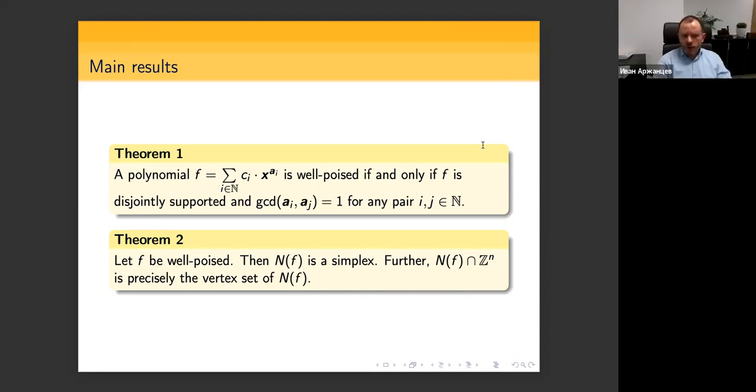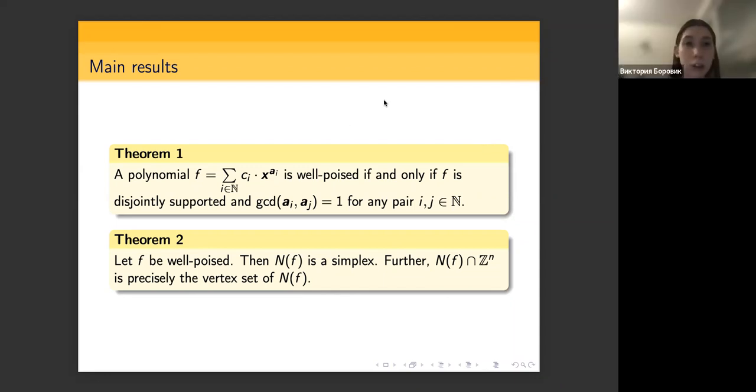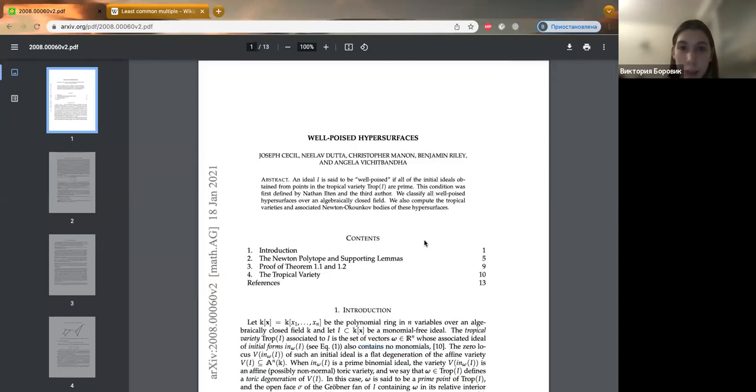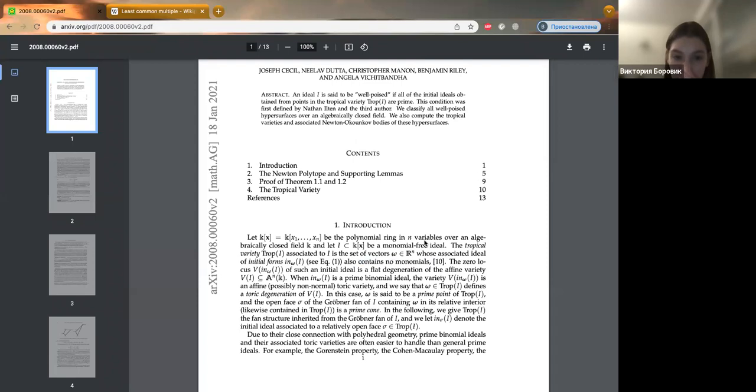Maybe we can do the following. Do you have a file with the paper? Can you put it on the screen? Yes, of course. 1 minute. So how does the author formulate the result in the abstract, say? Yes, that is.